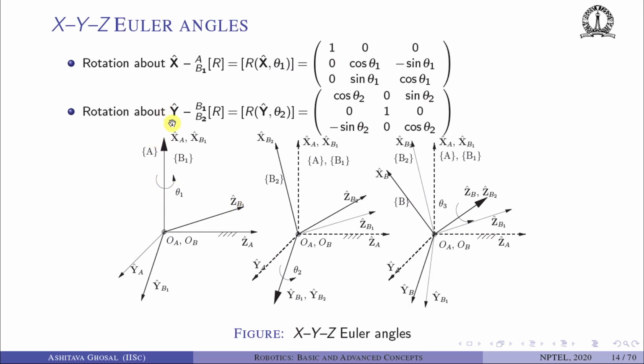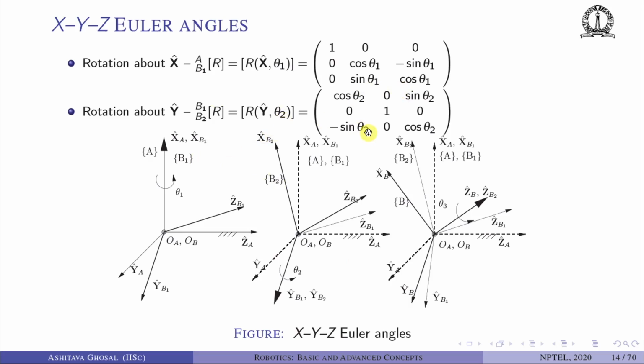The second rotation is about the moved y-axis. So what do we mean by the moved y-axis? About YB1. So YB1 and YB2 are at the same place. So ZB1 will go to ZB2 and XB1 will go to XB2. So this is the B2 coordinate system. We are discussing orientation and rotation, so the origins of all the coordinate systems are at the same place. Okay, so the second rotation is about the y-axis by theta 2.